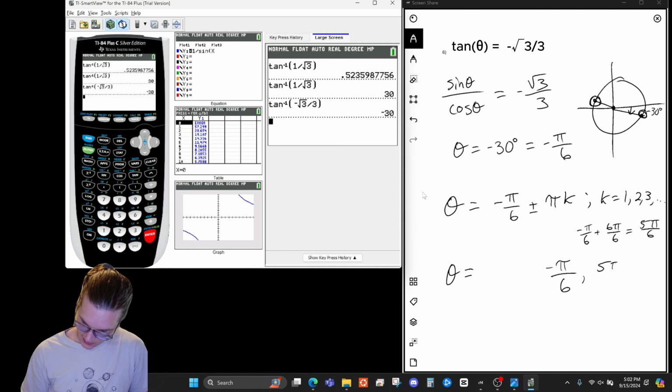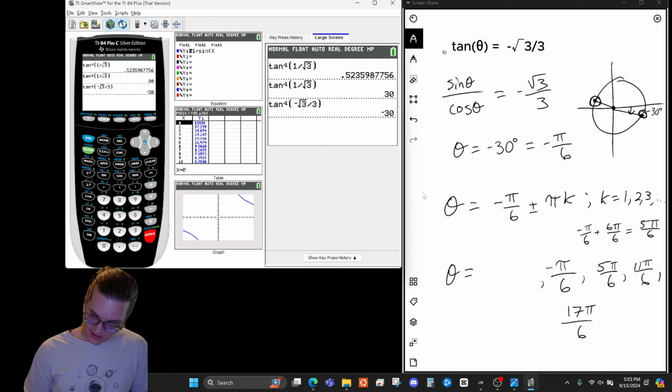So 5 pi over 6, adding another pi to that is 6 pi over 6, so 11 pi over 6. I'll add one more and just say 6 pi over 6 again. It'll be 17 pi over 6, okay? And then if I subtract 6 pi over 6, well, we have negative 1 pi over 6 minus 6 pi over 6 is going to be negative 7 pi over 6. Then if I subtract another 6 pi over 6, we'll have minus 13 pi over 6.